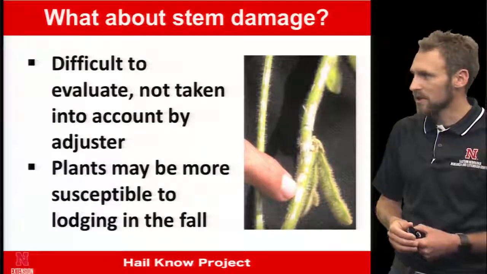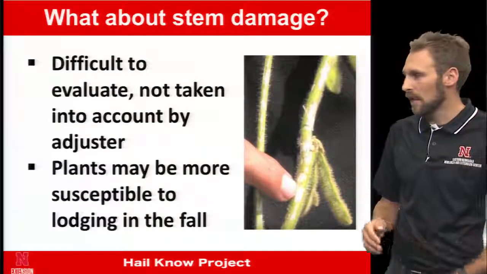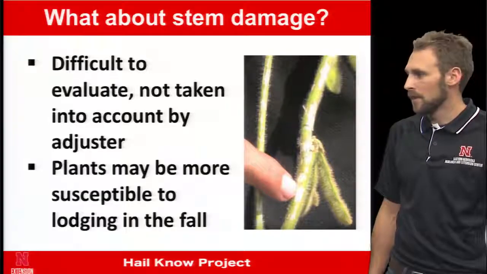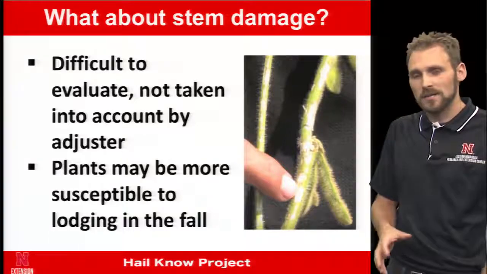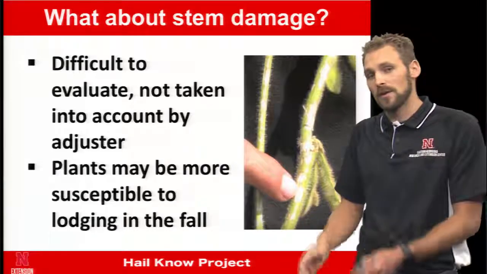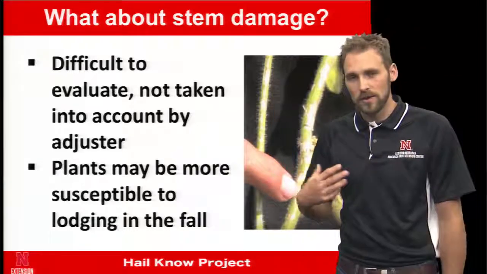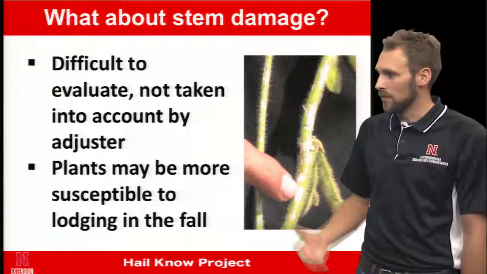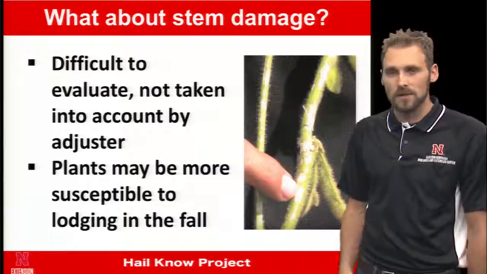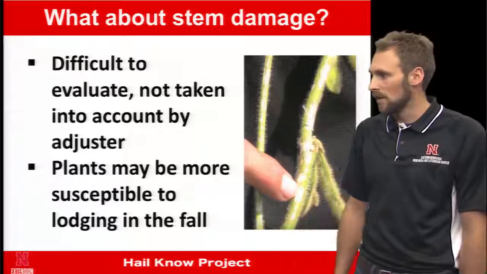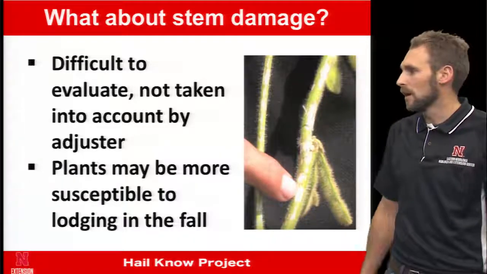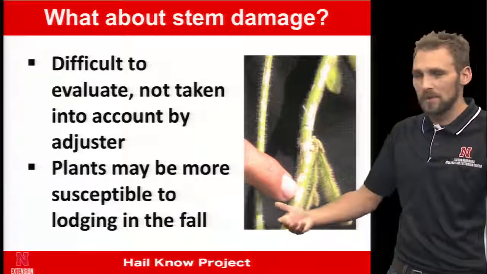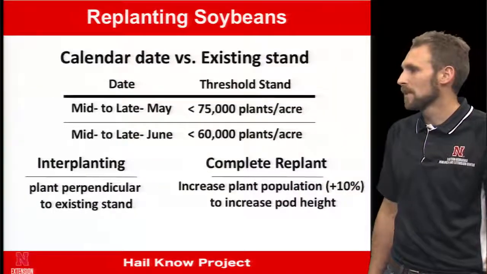I get a lot of questions on stem damage. Stem damage is really difficult to evaluate. If you're bugging your adjuster about why aren't you evaluating for all this stem damage, it's because they don't have a good relationship with yield. So we tend to avoid this one as part of it. If you've got a lot of stem damage, you may want to consider the susceptibility of lodging in the fall and prioritize that field for harvest, just like you would corn, to consider additional potential mechanical losses in the field.